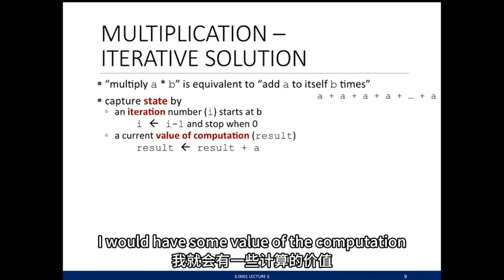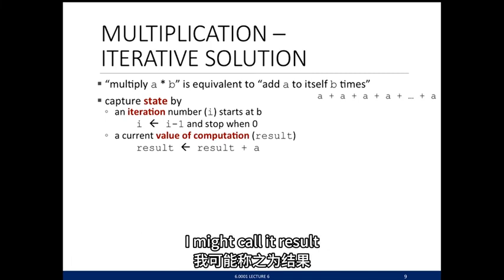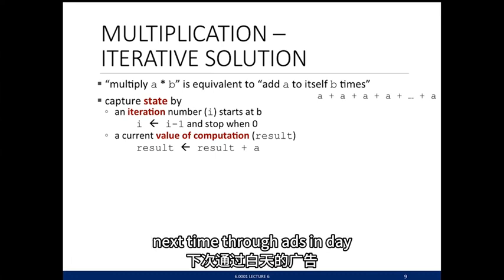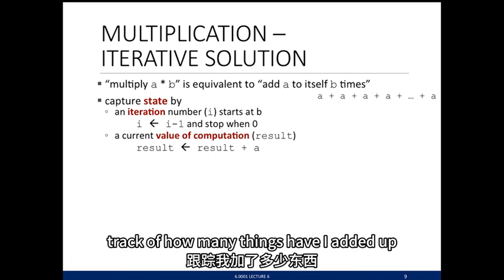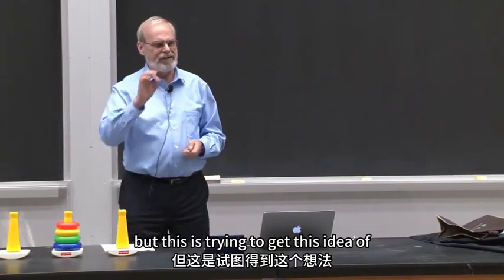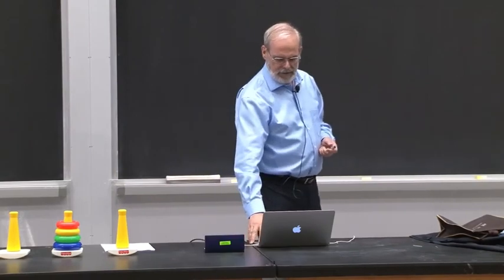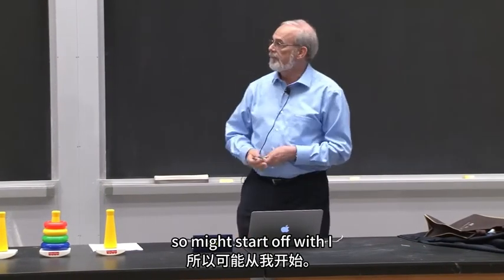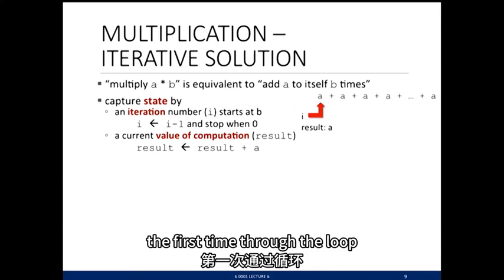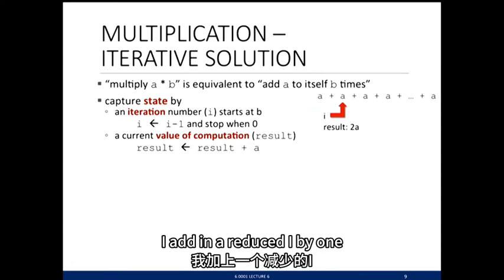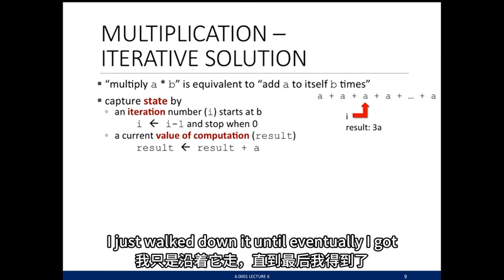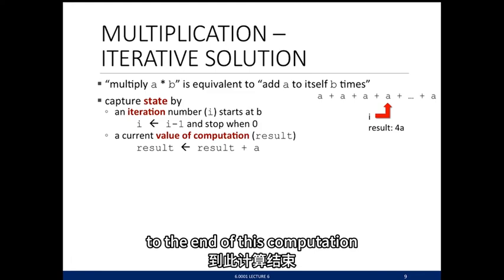And at the same time, I would have some value of the computation. I might call it result, which starts at 0, first time through adds in a, next time through adds in another a, and it just keeps track of how many things I've added up until I get done. And yeah, I know you could just do a times b, but this is trying to get at the idea of how I would do this iteratively. So I might start off with i saying there are b things still to add, and the result is 0. The first time through the loop, I add in a, reduce i by 1. Next time through the loop, I add in another a, reduce i by 1, and you get the idea. I just walk down it until eventually I get to the end of this computation.